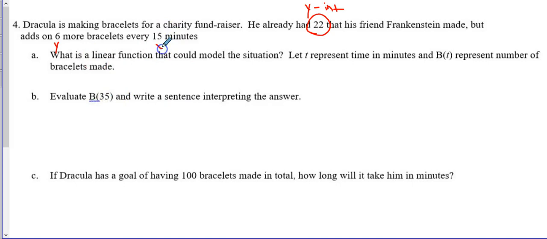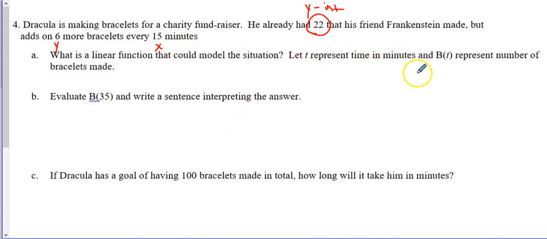So the minutes is the x, because that is what we call the independent variable, which you don't need to remember, but we need to understand that depending on how many minutes he works, that will tell us how many bracelets he has. So this is the y and this is the x. Now write a linear function or linear equation that could model the situation.